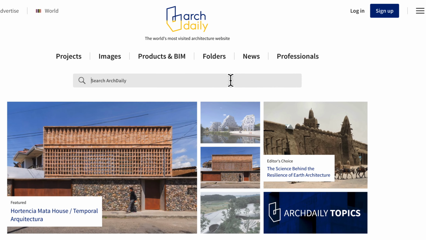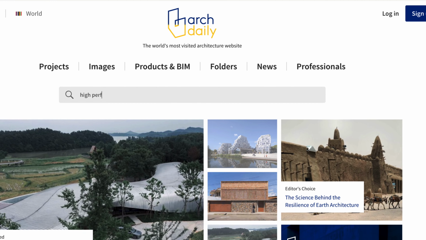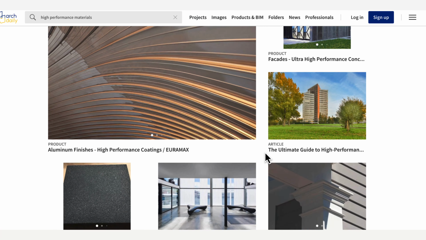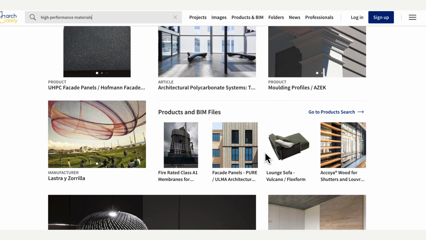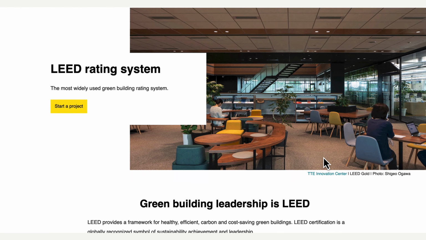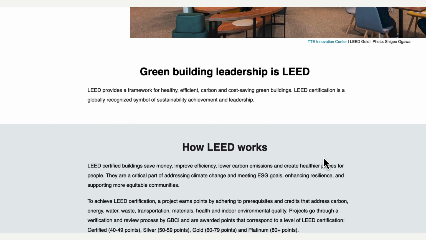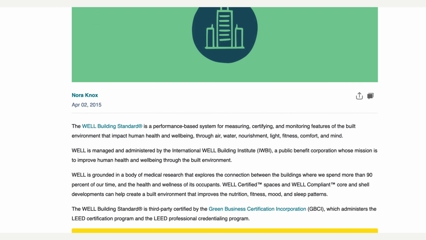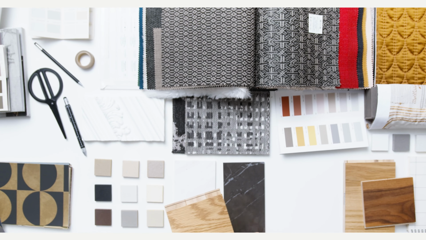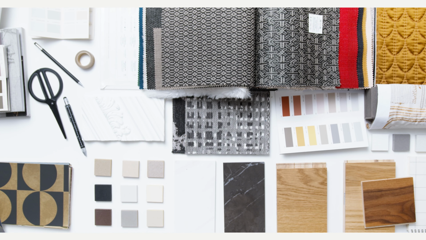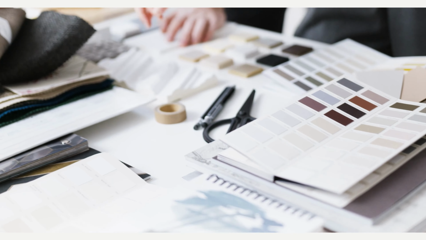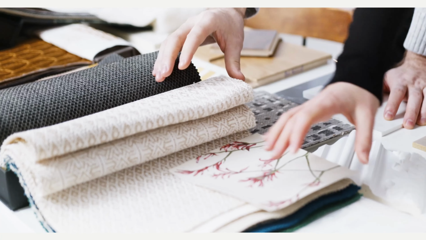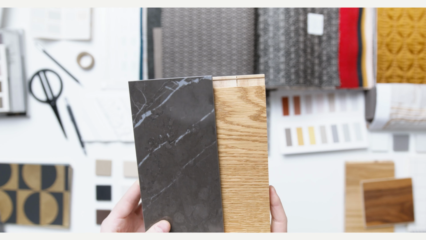If you type high performance materials into ArchDaily, you will find many articles discussing high performance materials and standards. And some of these standards include international construction codes, LEED or Leadership in Energy and Design, and WELL building standards, just to name a few. We really need to focus on how we can use materials in better ways. Project teams must identify the high-performance attributes they want to work towards and create a project-specific definition for high-performance design.